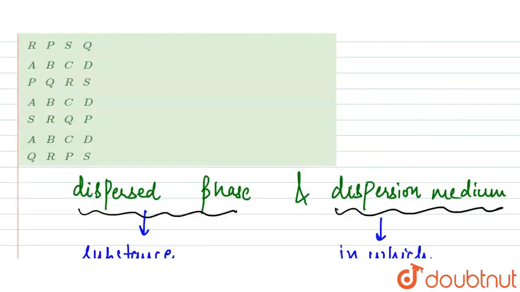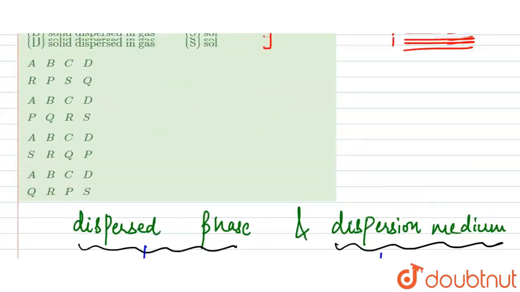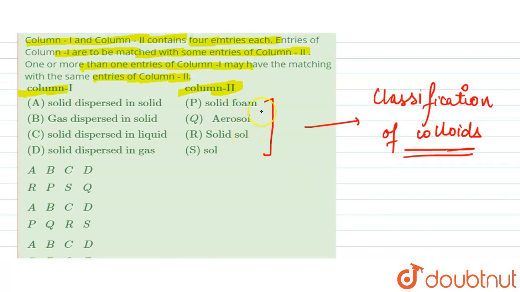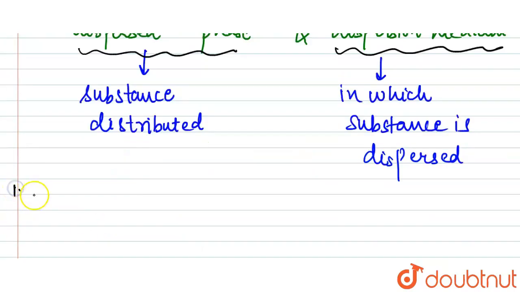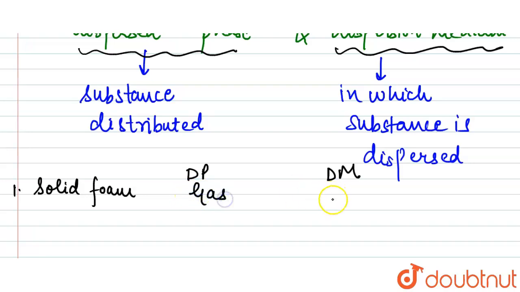So when we have the classification of colloids on the basis of dispersed phase and dispersion medium, we have these types. Now, first we have the solid form. In the solid form, the dispersed phase is gas and the medium is solid, and for this we have the example of pumice stone.